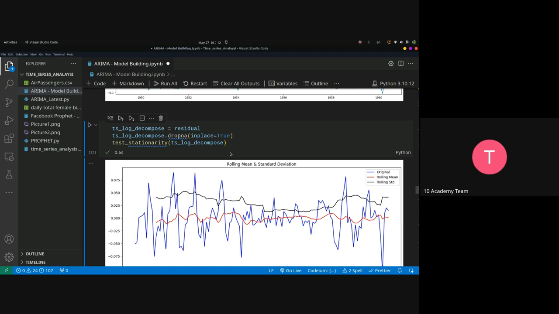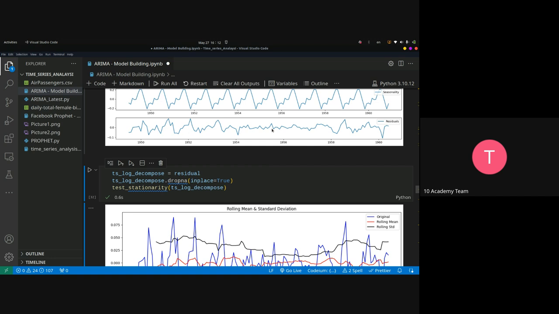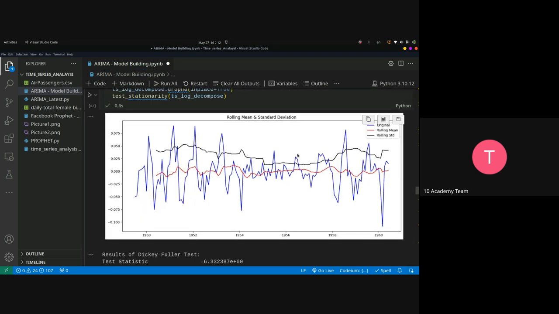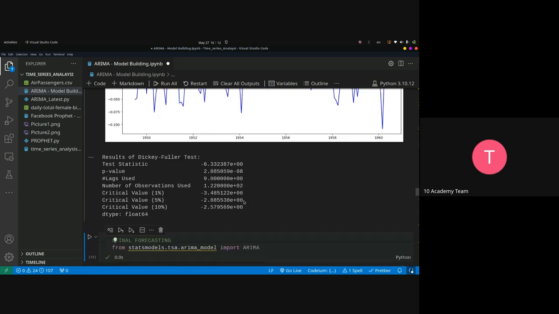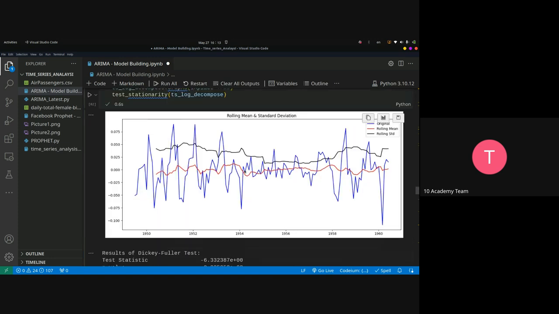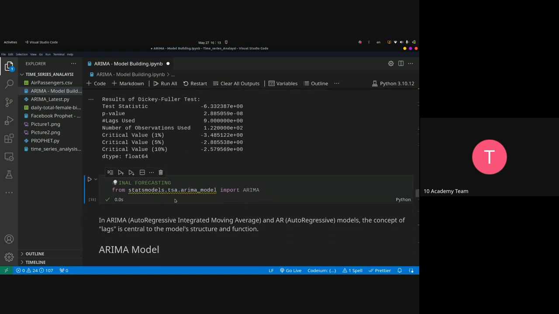And now we turn our attention to the residual, right? This looks stationary, but let's see if it's true. So that's the residual, the log decomposition residual. We drop the none values and we test whether it is stationary or not. If we do that, it looks stationary. The p-value is 2.88 times 10 raised to minus 8, which means it's stationary. So if it's stationary, then using the residual, we can do the prediction. So finally, we will have forecasting, right?